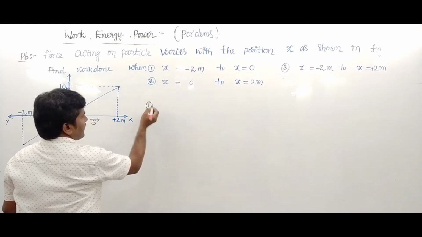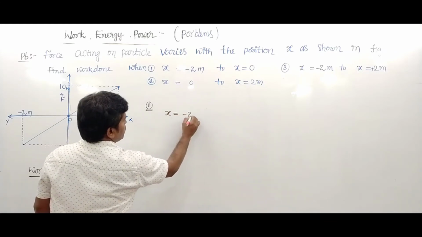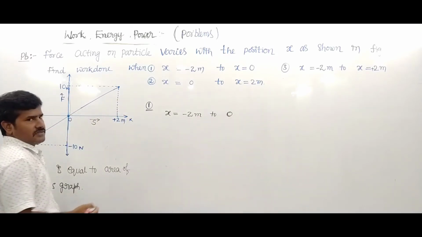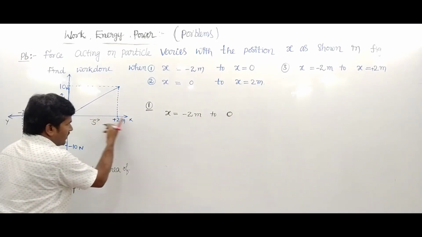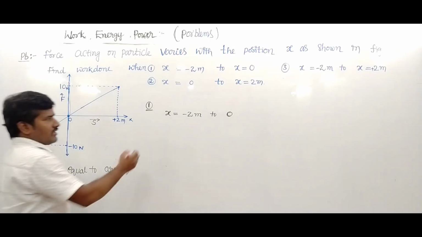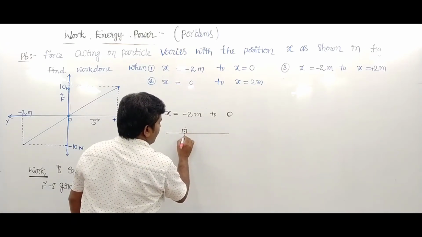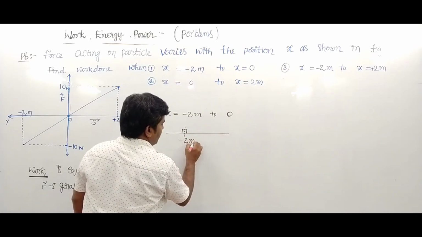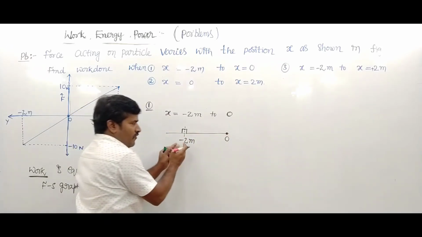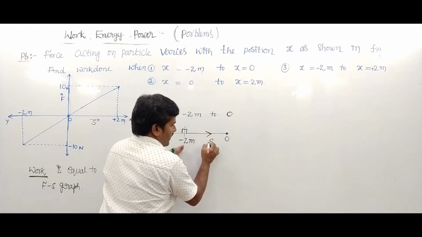Problem 1: displacement x equals minus 2 meter to 0. Displacement is taken on the x-axis, force on the y-axis. The block moves from minus 2 meter to 0. This is the direction of displacement.